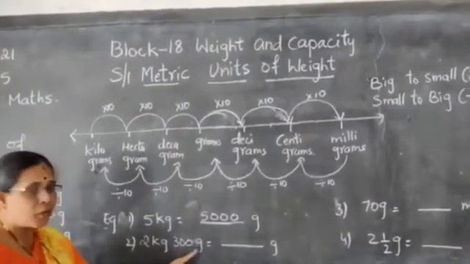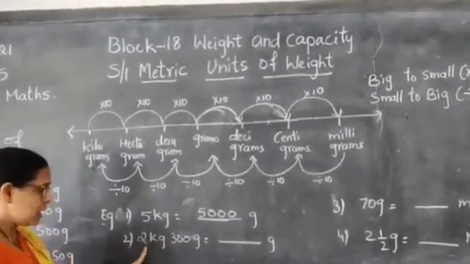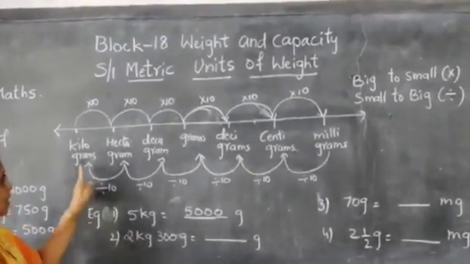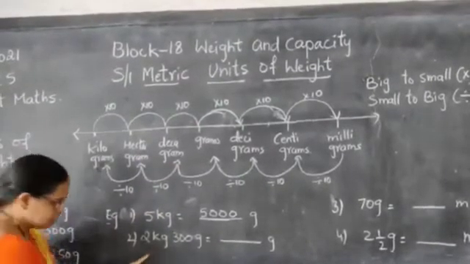Now 2 kg 300 grams. Here different units are there, children. It is there in kg, it is in grams. So these 2 kg you have to convert in grams. So 2 kg, 1 kg is equal to 1000 grams. 2 kg is equal to how many grams? 2000 grams.